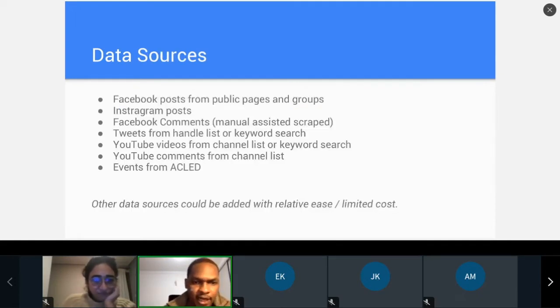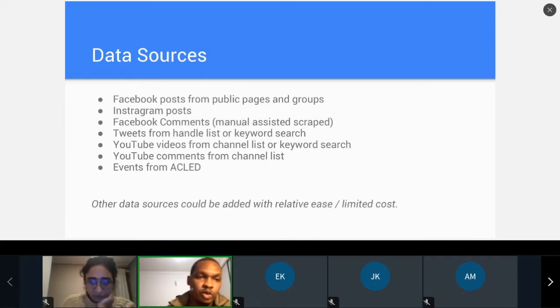And then we move next to the data sources. This is just an example like you just covered on the first one. So in terms of data sources, we collect Facebook posts from public pages and groups. And we also collect Facebook comments. And this is a manual assisted scraping process. So public pages and groups, you can access that data through Facebook APIs or CrowdTangle APIs. But Facebook comments, you have to manually scrape them, but it's not as manual, it's semi-automated.